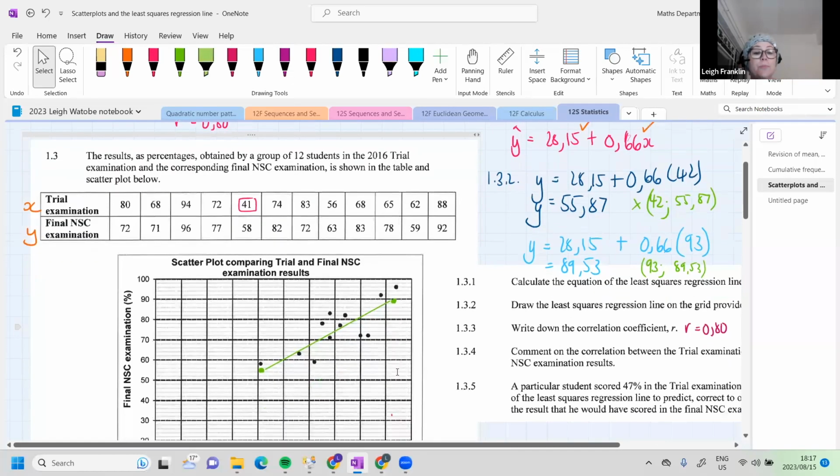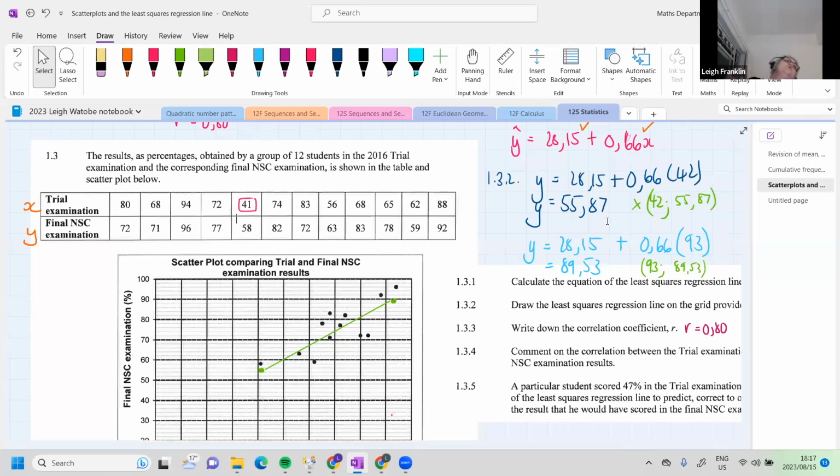So you are not supposed to extend the least squares regression line down to the y-axis. In fact, there were questions in the NSC paper. I must find that question for you guys, where extending the line to the y-axis would make absolutely no sense at all. I'll do it with you on Thursday. So if they asked you to draw the least squares regression line, you could not do it that way. That's why I'm showing you to do this, because it is the best way.